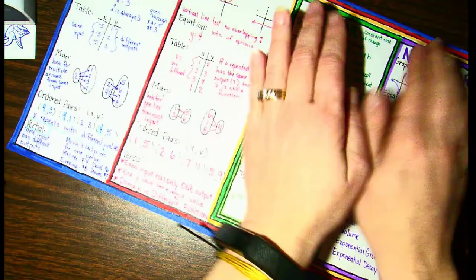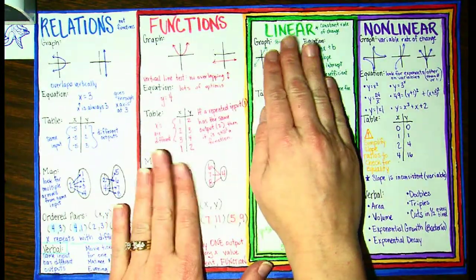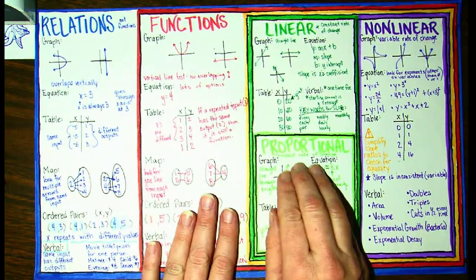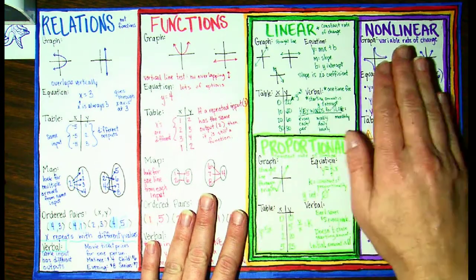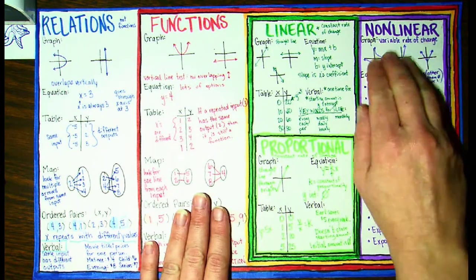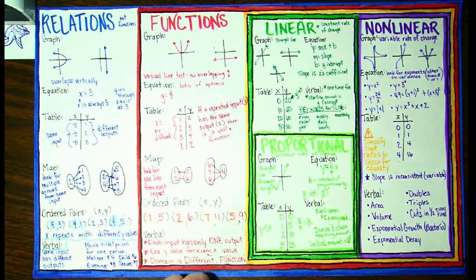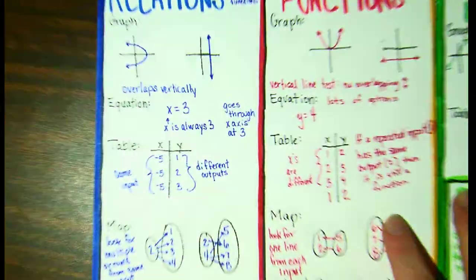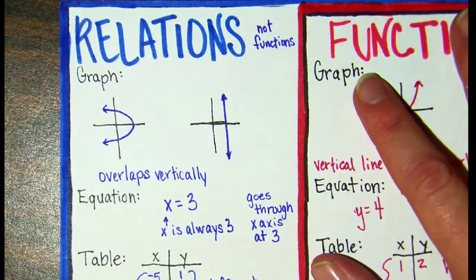And then inside the functions, the red function box, we've got linear. And a special kind of linear function is a proportional relationship. And then some functions are not linear. Some functions are nonlinear, here in purple. So I'm going to zoom in on each of these sections so you can see all the information that you need to complete this organizer.